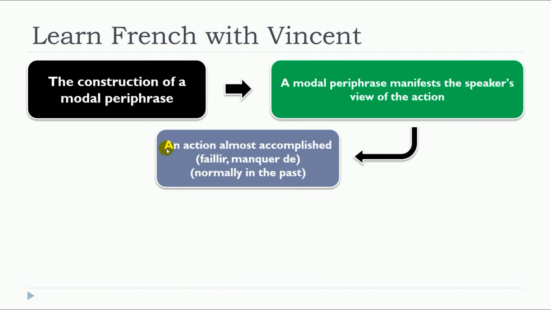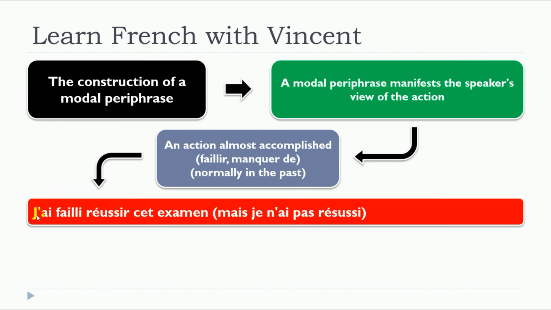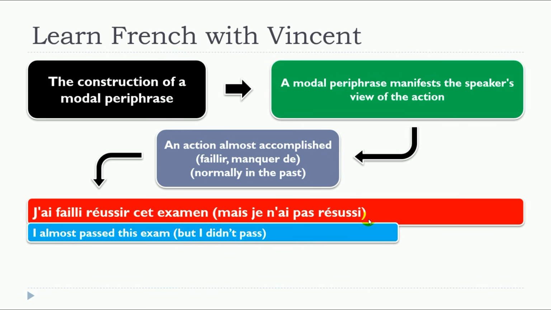So if we want to express an action almost accomplished, it will be possible to use faillir or manquer de. And normally you will use them in the past. J'ai failli réussir cet examen, implied, mais je n'ai pas réussi. J'ai failli réussir cet examen.